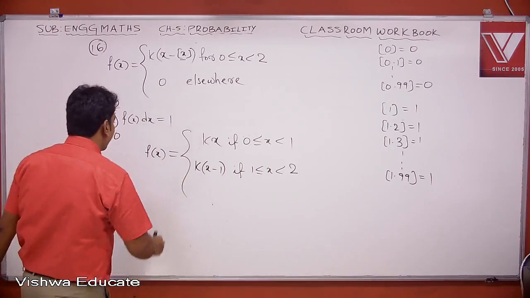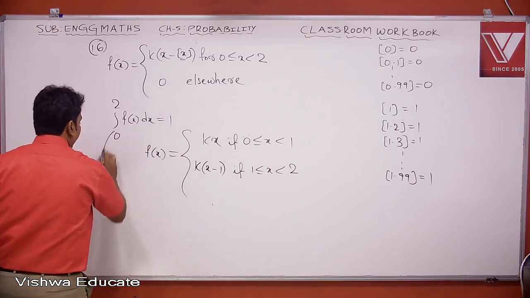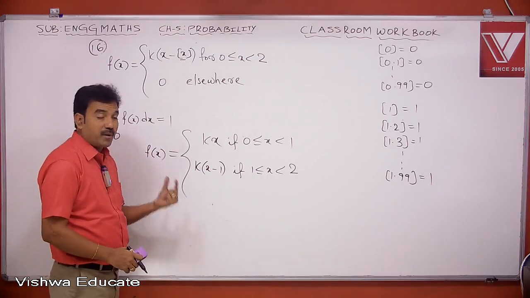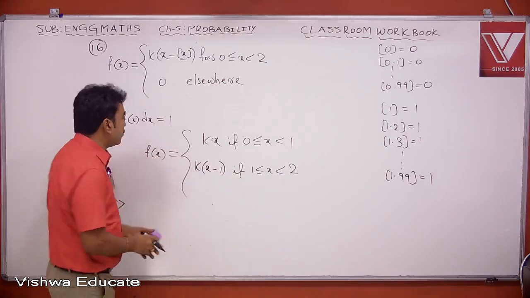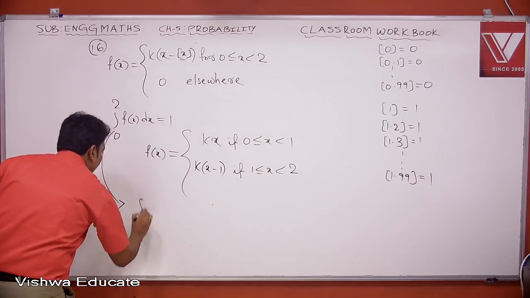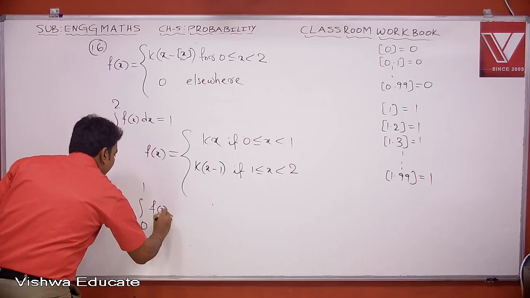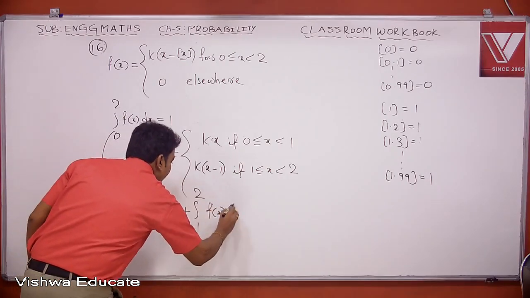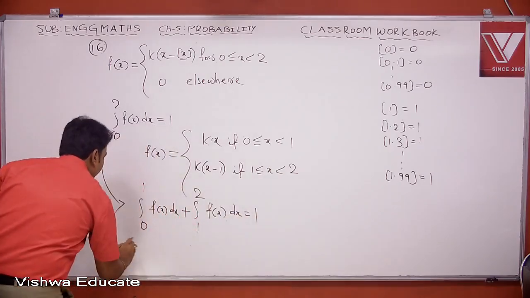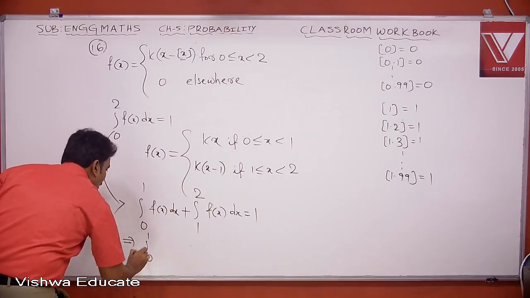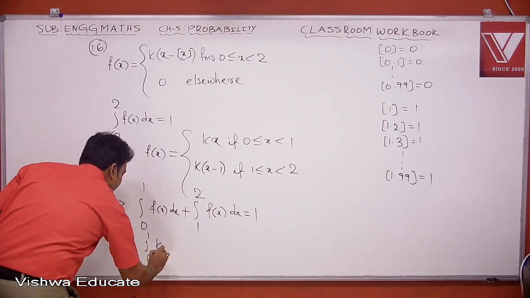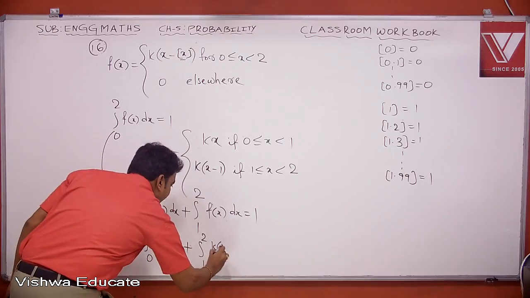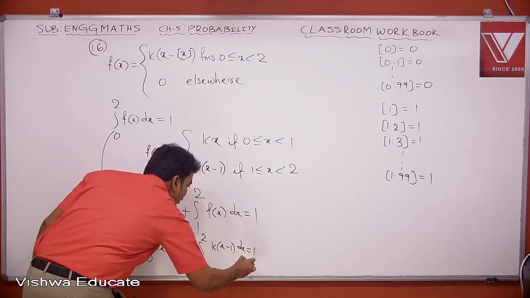Now you can get the answer. Since it is a valid PDF, integral 0 to 2 f of x dx is 1. But the function has a split from 0 to 1 and 1 to 2. Therefore, this integral becomes integral 0 to 1 f of x dx plus integral 1 to 2 f of x dx must be equal to 1. So this implies integral 0 to 1, between 0 to 1 the function is kx, kx dx. From 1 to 2, this is k into x minus 1 dx equal to 1.